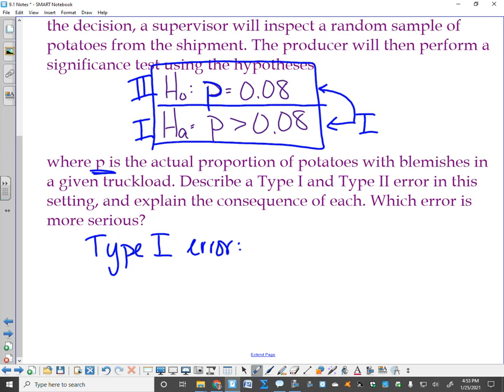So I'm costing my supplier money. I'm sending a truckload full of good potatoes back to my supplier and I'm telling him that they're bad when they're really not. So I'm costing my supplier money. I'm also putting a strain on our relationship because I'm saying his potatoes are bad when actually it's a good product. So I could lose his business and have to go find another potato supplier. Okay. A type 2 error.